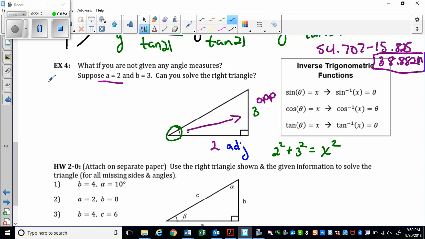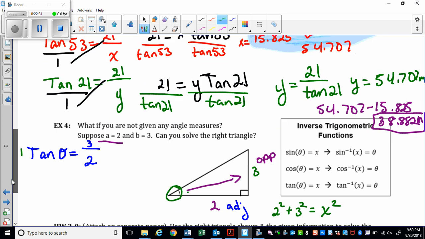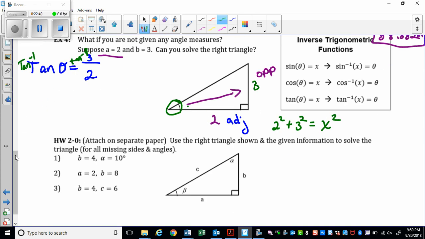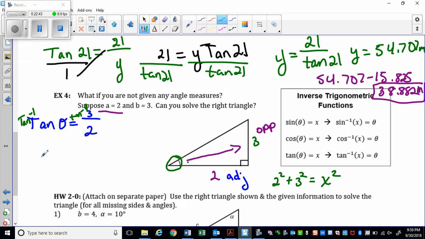Hopefully you know this by now because we've been doing it a lot today. This is tangent. Tangent of your reference angle, we don't know what that is, equals opposite comes first, which is 3, divided by adjacent, which is 2. And what we're going to do is just take the tangent inverse of both sides. So I'm going to say tangent to the -1, tangent to the -1. The tangent inverse of tangent is just theta. They cancel each other out. That's why we do it.